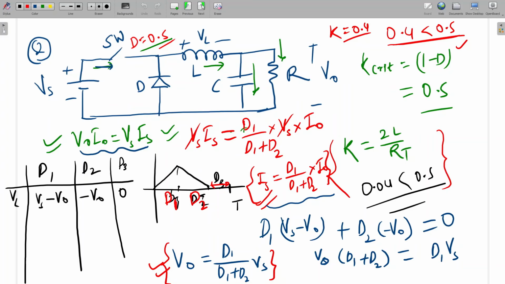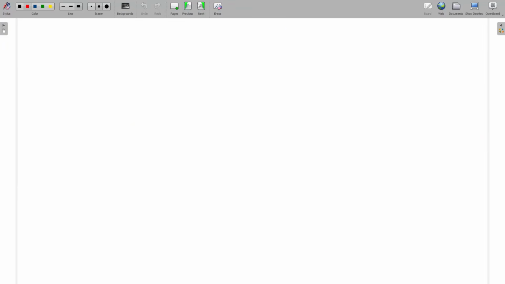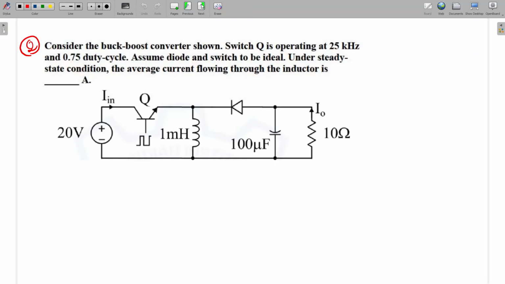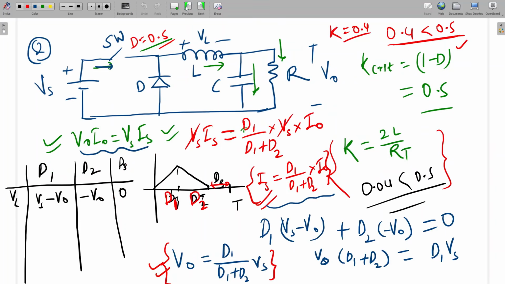So should I move to the next question, or if anyone has a doubt? This is the next question. Anyone have doubt in the previous question, or I can start with this one? Yes, sir. In the previous question, how to calculate K, sir? K value 0.4. Okay, see, K equation I have already given here.